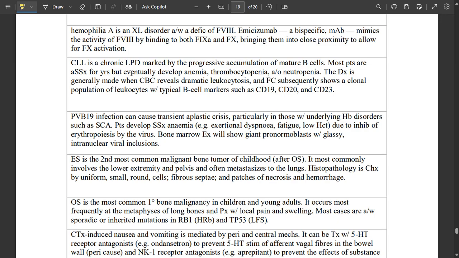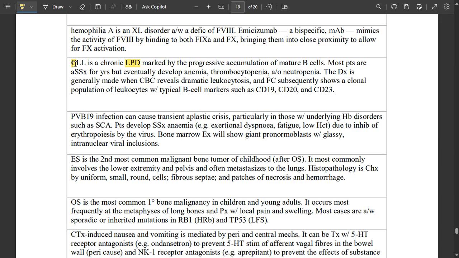All right, now let's talk about CLL. CLL is a chronic lymphoproliferative disorder marked by the progressive accumulation of mature B cells. Most patients are asymptomatic for years, but eventually develop anemia, thrombocytopenia, and neutropenia. So pancytopenia can occur in patients with CLL.